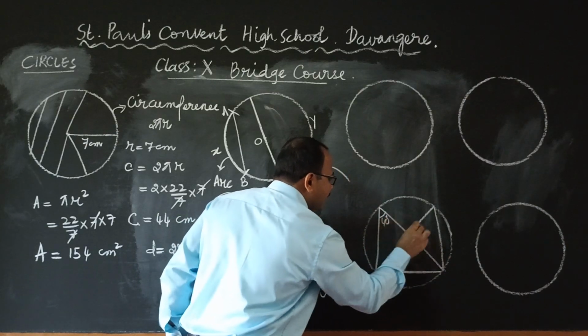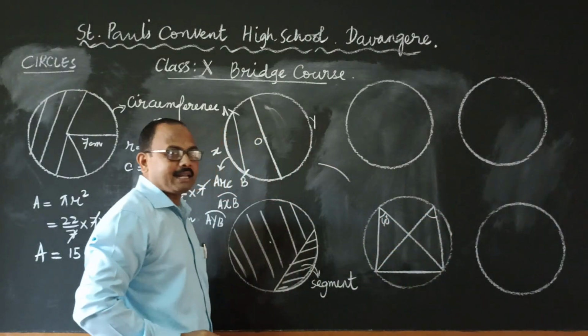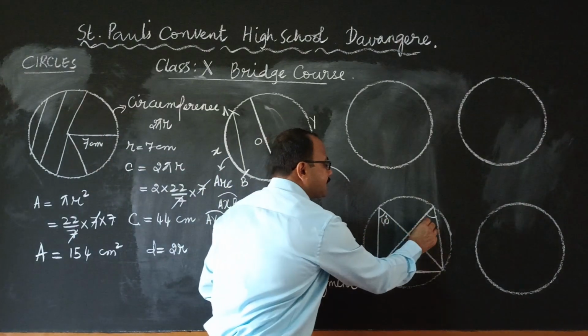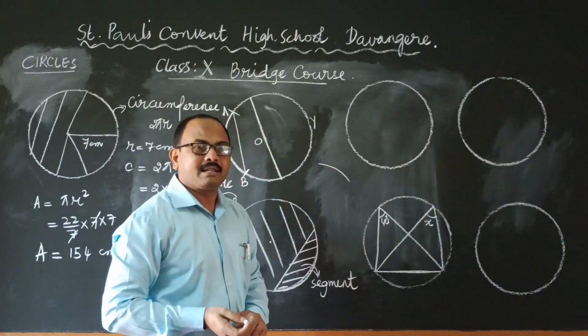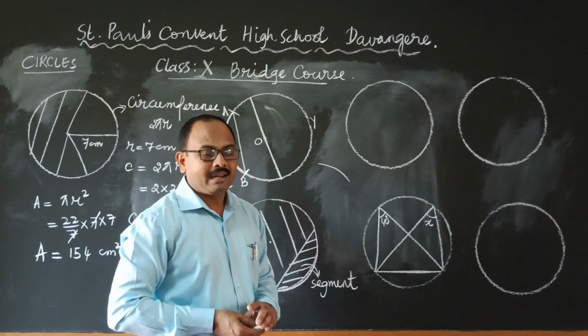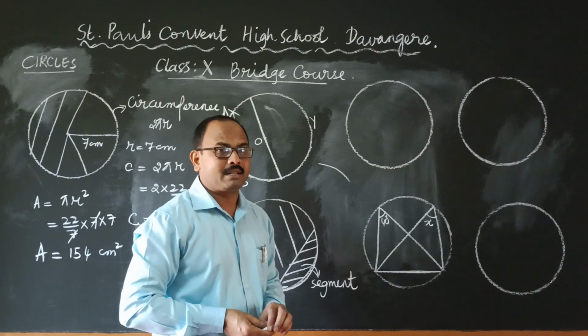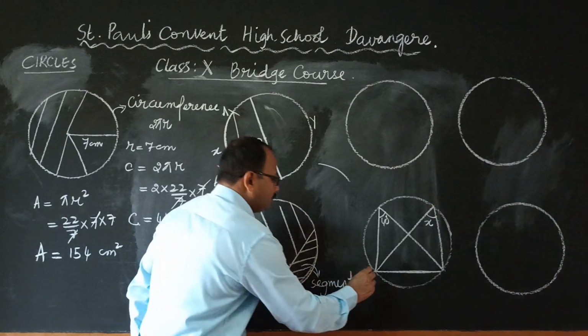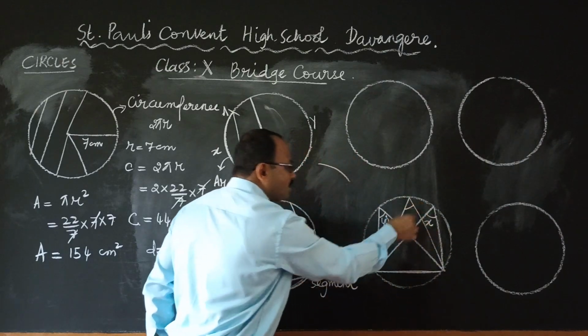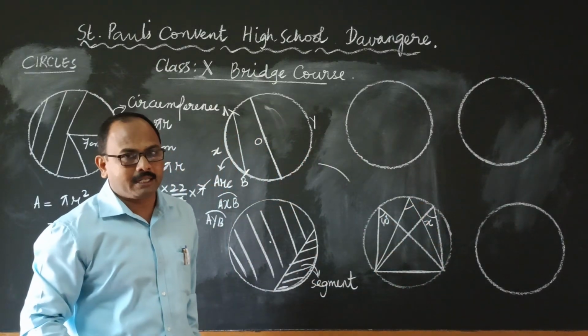This is 40, then let me leave the other as x. What will be the value of x over here? The answer comes as 40. Reason, children: angles in the same segment are equal. One more, likewise. This will also be equal to 40.